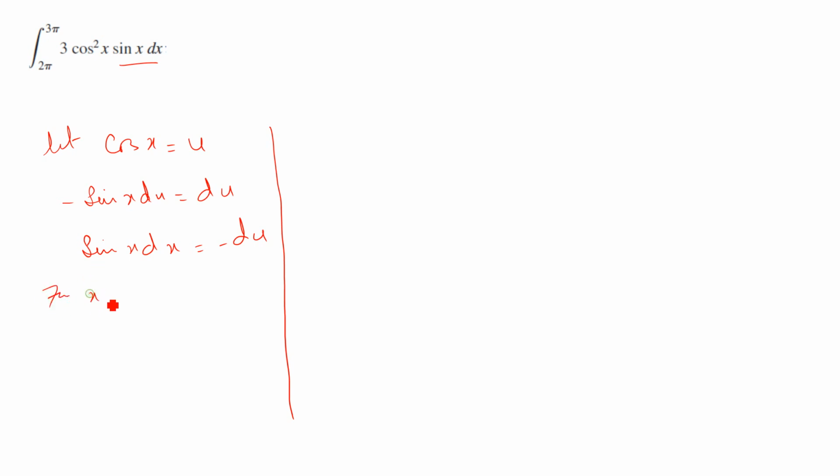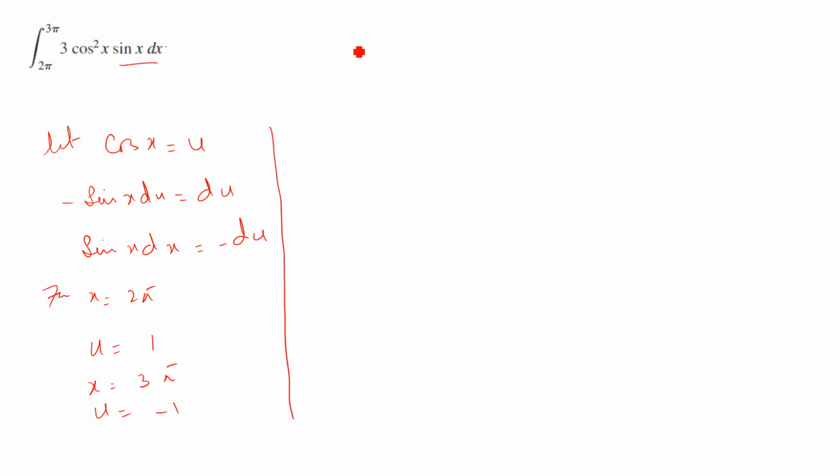For x equal to 2 pi, what is the value of u? The value of u is cos of 2 pi, and cos of 2 pi is 1. When x is equal to 3 pi, the value of u is cos of 3 pi, and cos of 3 pi is minus 1.